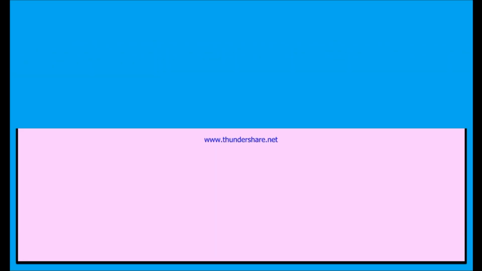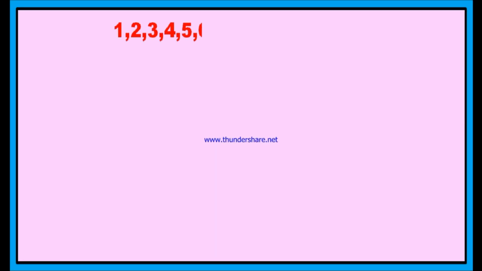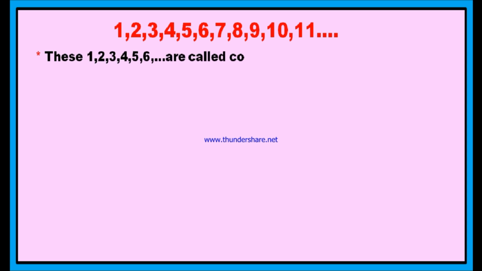You see, in all these cases, you started counting from 1 and you counted like this: 1, 2, 3, 4, 5, 6, 7, 8, 9, 10, 11 and so on. These numbers are used to count the objects. Therefore, these numbers are called counting numbers. Okay? You can use the numbers 1, 2, 3, 4, 5, 6, 7, 8, 9, 10, 11 and so on. You can use these numbers to count the objects. Therefore, they are called counting numbers.